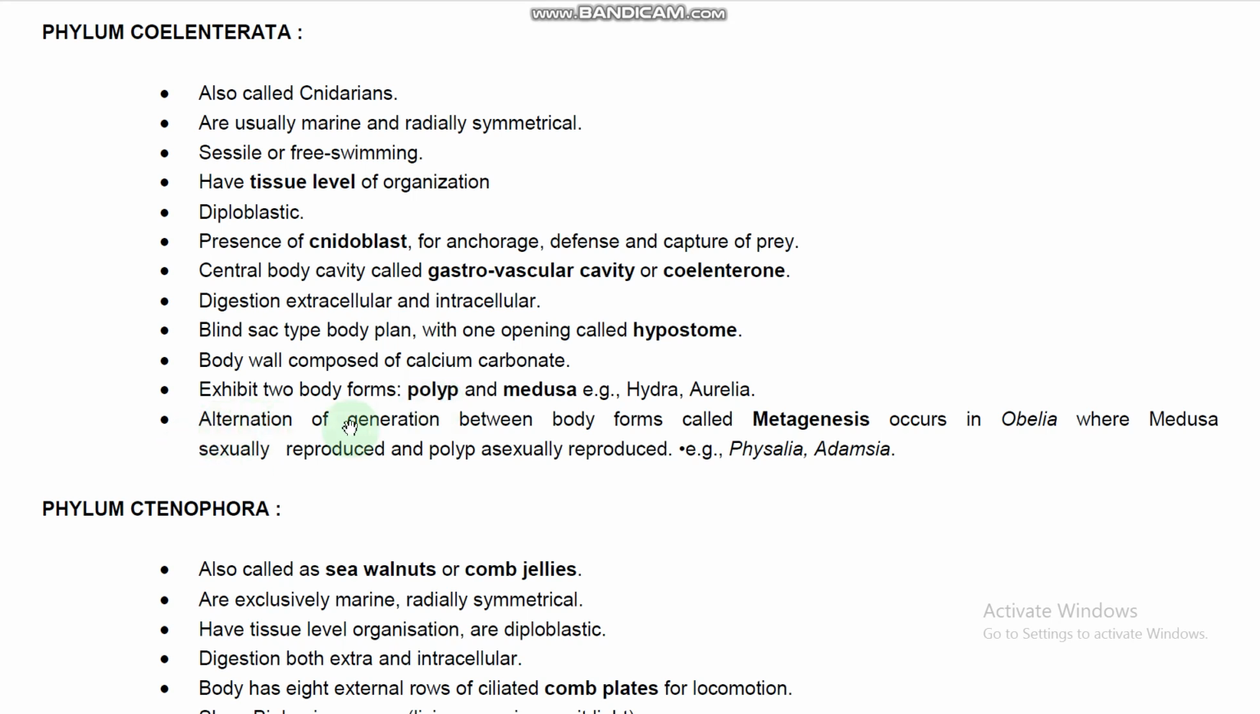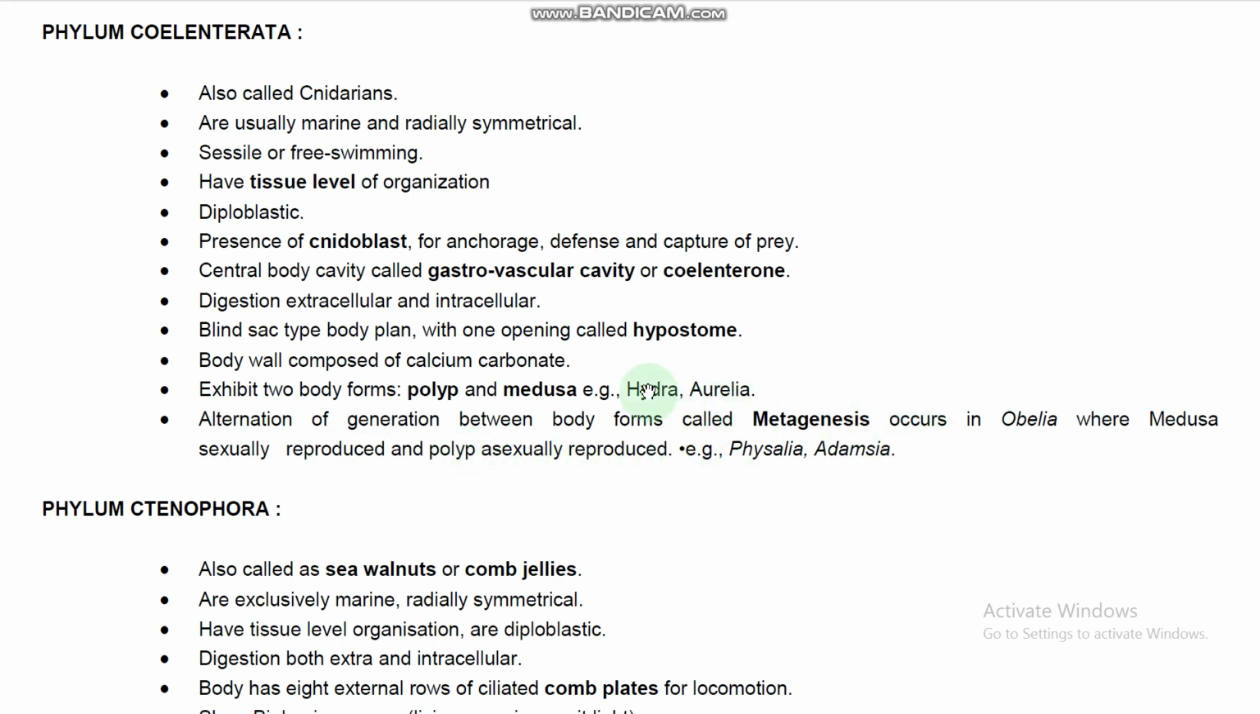And alternation of generation between body forms is called metagenesis. This is the most important. Alternation of generation between body forms, sexual to asexual, asexual to sexual, that is called metagenesis. Metagenesis is related to which phylum? Coelenterata. And examples also you need to remember. Metagenesis is exhibited by which animal? Obelia, where medusa reproduces sexually and polyp reproduces asexually, right?